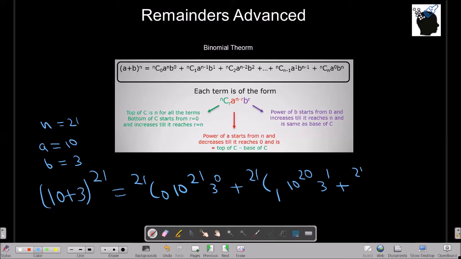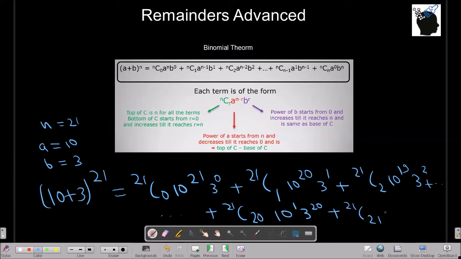The next term will be 21C2, 10 raised to 19, 3 raised to 2, and so on. The second last term will be 21C20, 10 raised to 1, 3 raised to 20, and the last term will be 21C21, 10 raised to 0, and 3 raised to 21.